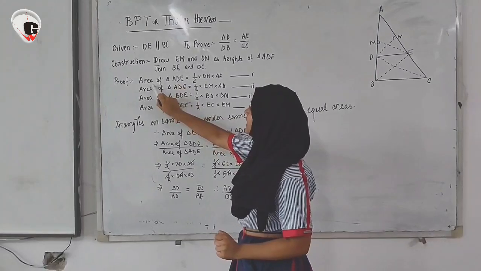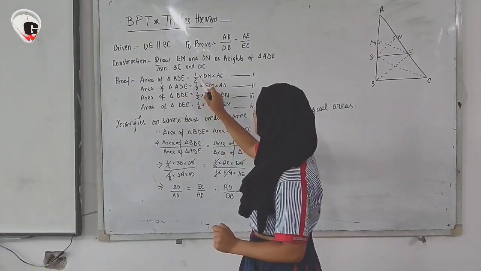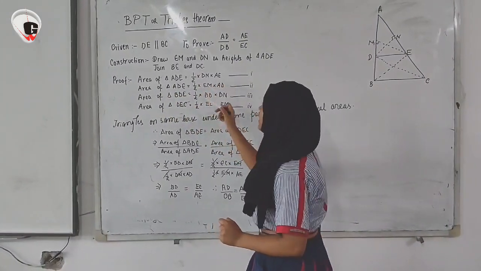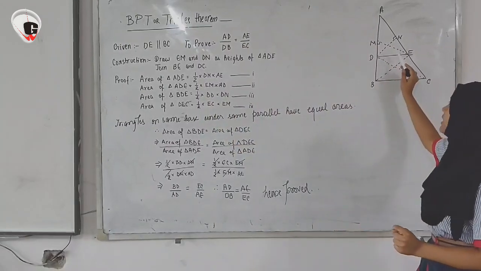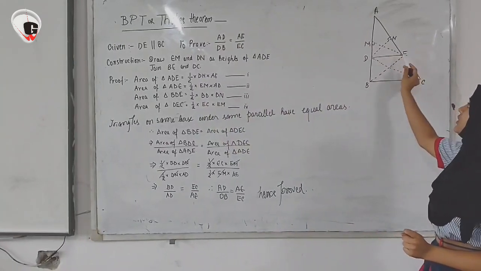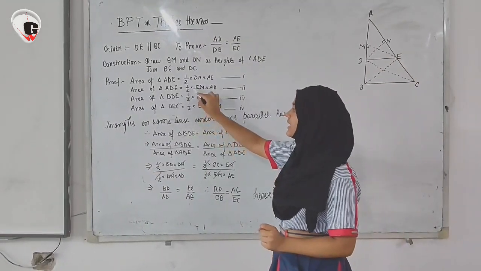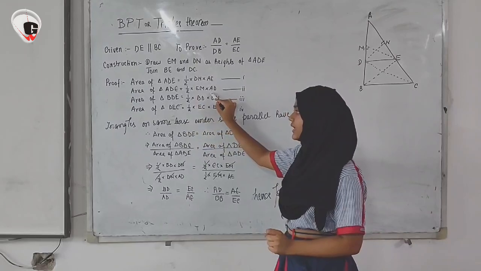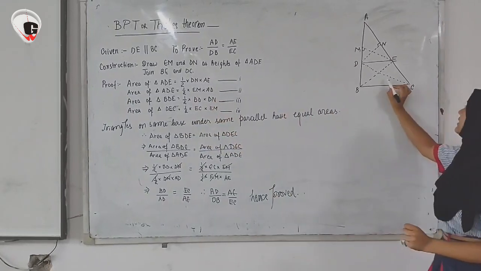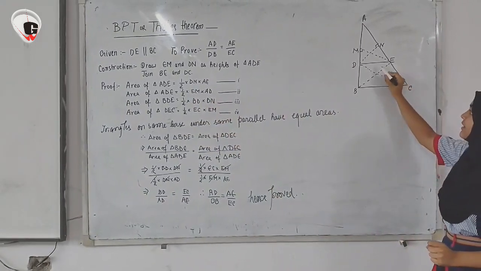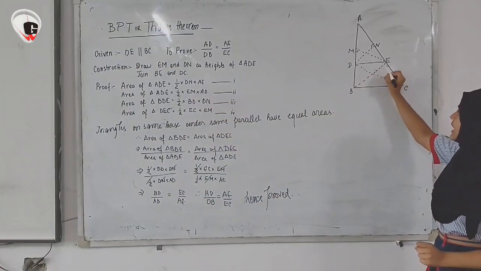From that we will get the area, which is half into BN into AD. Now this triangle can be taken with two different pairs of height and side. So we will get one more area, that is half into EN into AD. Now in this portion we have two triangles, BDE and BEC.